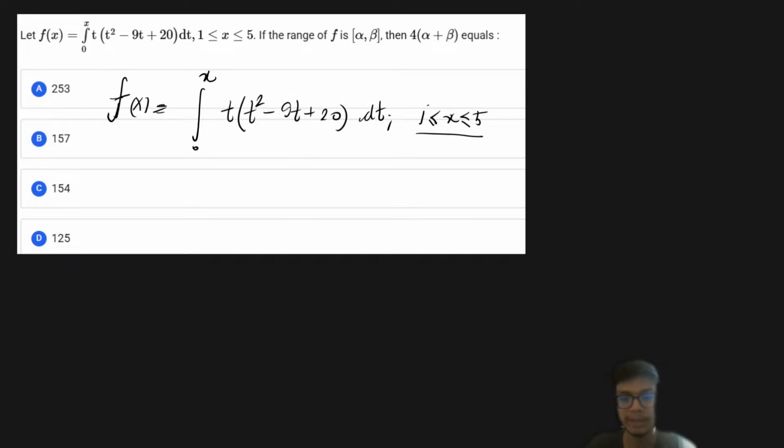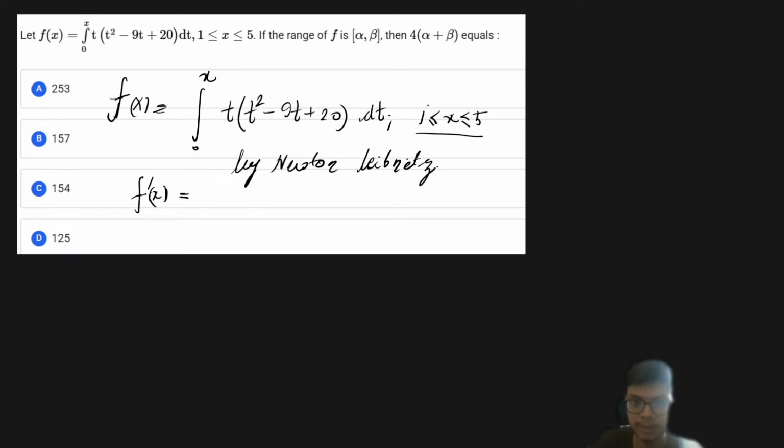So if you need to find the maxima or the minima, we need to differentiate this particular function once, right? So let us first of all differentiate this function with respect to x for the first time, the first derivative of this function. Now I can use the Newton-Leibniz rule. By Newton-Leibniz rule, the differentiation of this variable integral can be given as x into x squared minus 9x plus 20 into 1 minus 0, right?